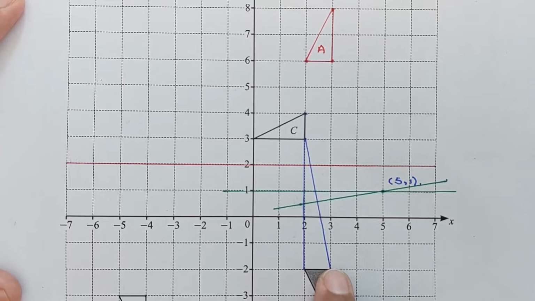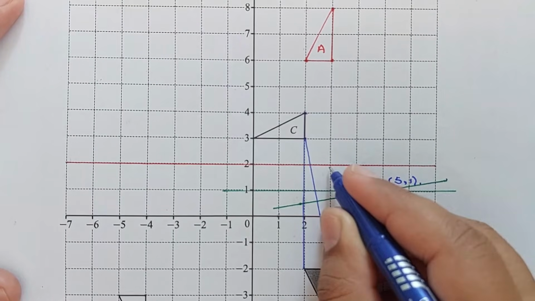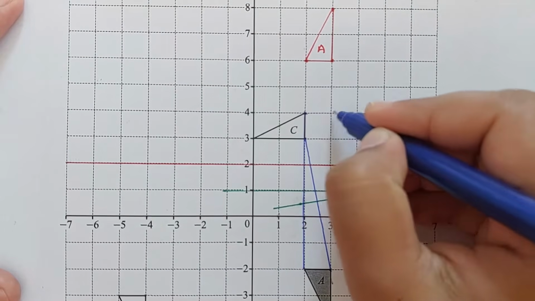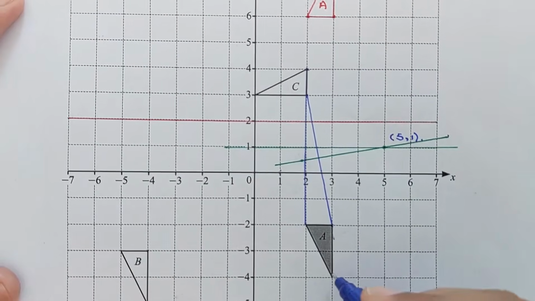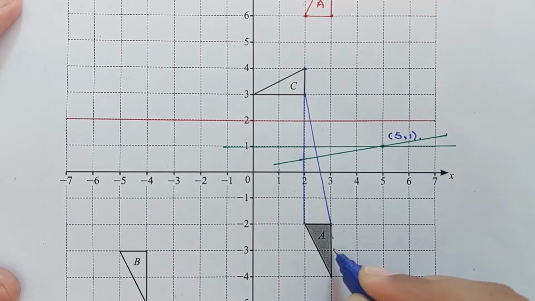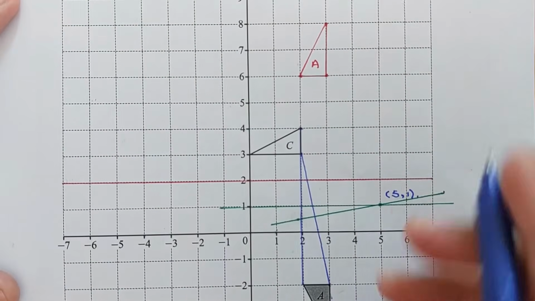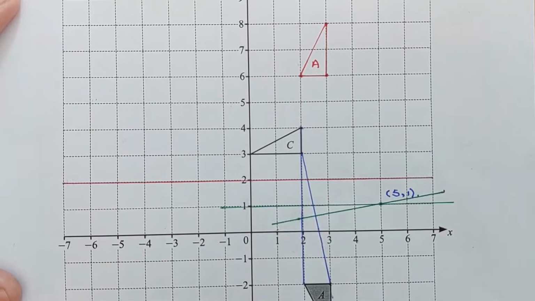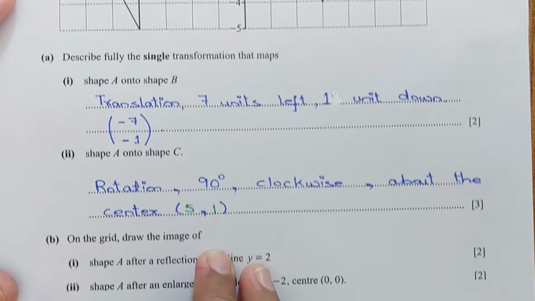These two coordinates of shape A are at a distance of 1, 2, 3 and 4 units from the line. So the new ones are also 1, 2, 3 and 4 units away. And this point has a distance of 1, 2, 3, 4, 5, 6 units from the line. So this is going to be 1, 2, 3, 4, 5 and 6 units. So this is the image of shape A after reflection in the line y = 2.